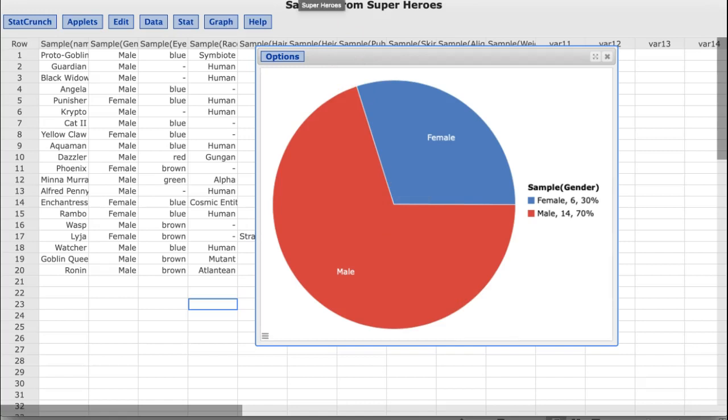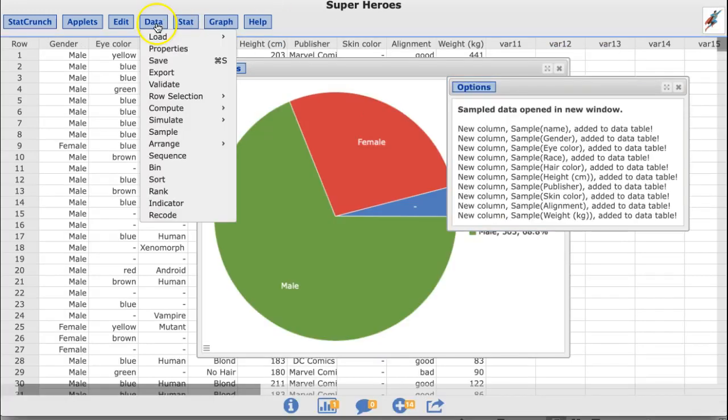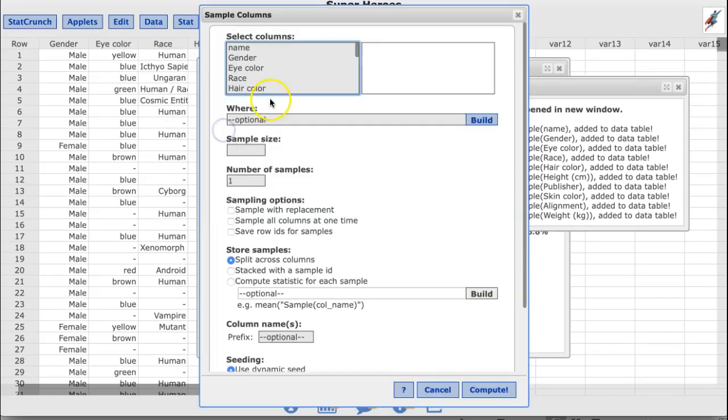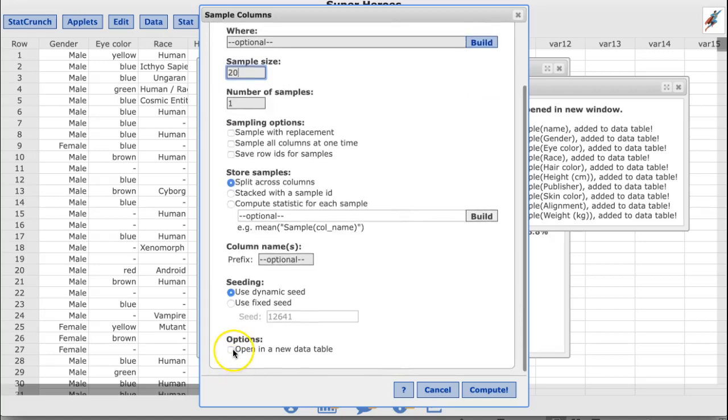Let's do it again. Every sample of 20 is going to give us a different result, and I just want to show you that. Let me do data, and let me get another sample of 20. I'm going to want all the information, so I'm going to select everything here. Usually I hold the control key while I click if I want to select multiple things. I'm going to do another sample size of 20, and then open a new table.